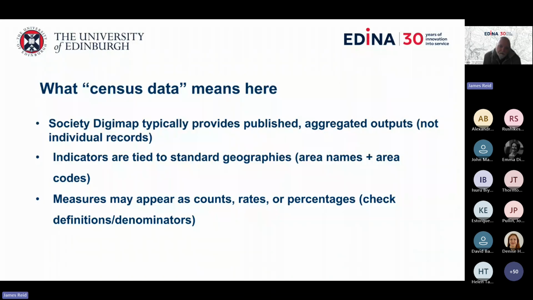Indicators are tied to standard geographies, and most geographies have names. The smaller and most specific geographies don't. They have codes. And measures may appear as counts, rates, or percentages, so it's always useful to check the definitions and denominators.